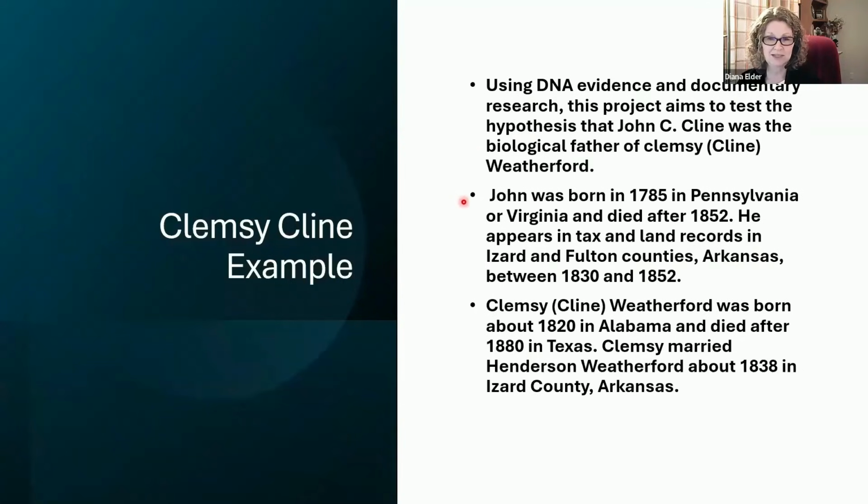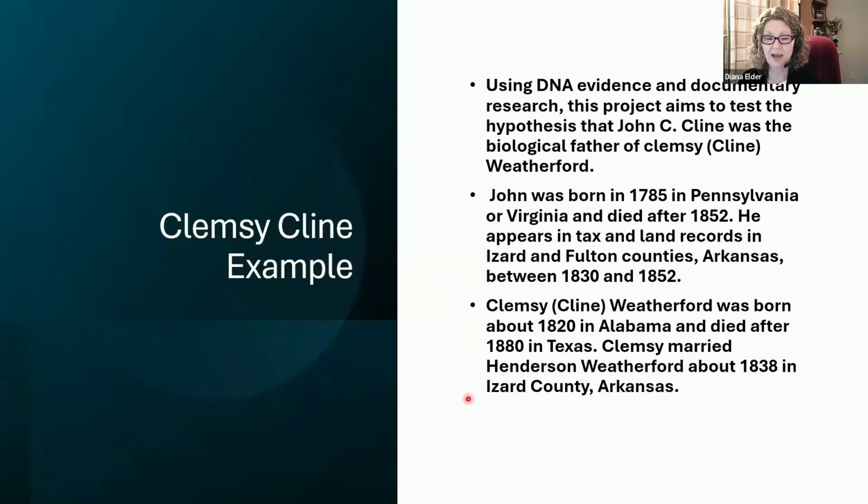John was born in 1785 in Pennsylvania or Virginia, died after 1852. He appears in tax and land records in Izard and Fulton counties, Arkansas, between 1830 and 1852. Clumsy was born about 1820 in Alabama and died after 1880 in Texas. Clumsy married Henderson Weatherford about 1838 in Izard County, Arkansas.